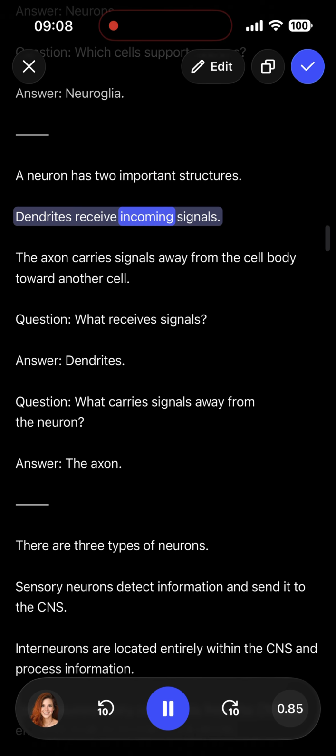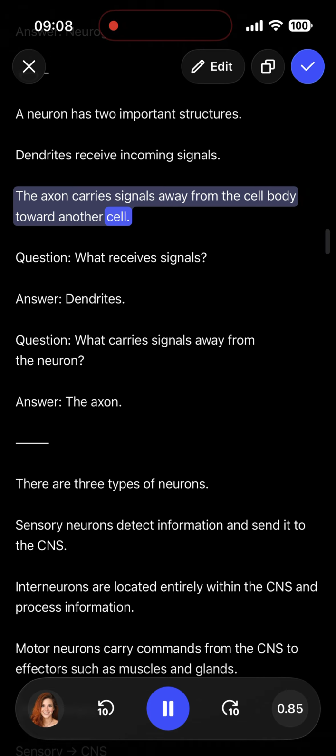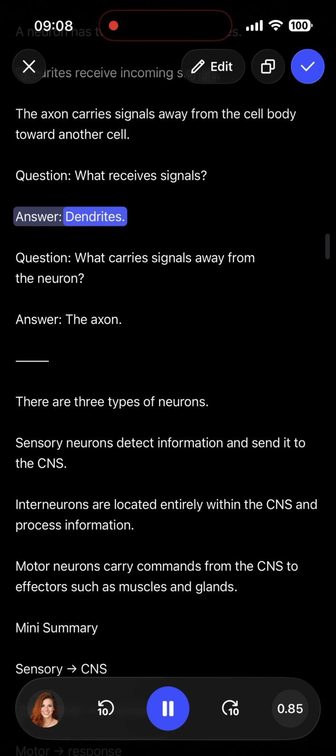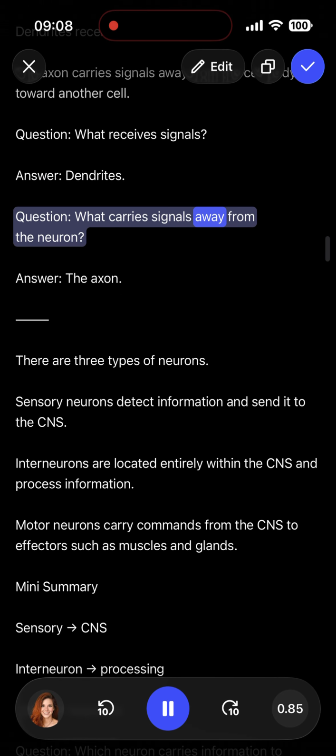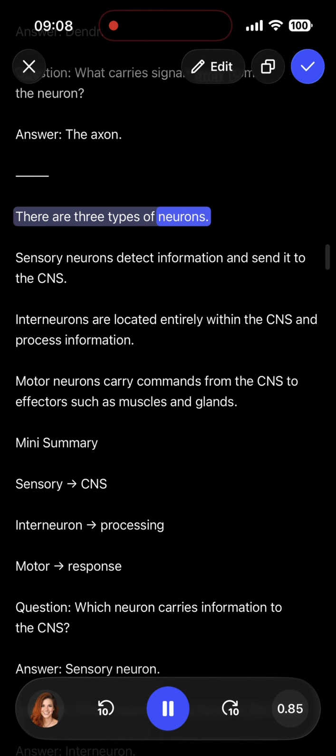A neuron has two important structures. Dendrites receive incoming signals. The axon carries signals away from the cell body toward another cell. Question. What receives signals? Answer. Dendrites. Question. What carries signals away from the neuron? Answer. The axon.